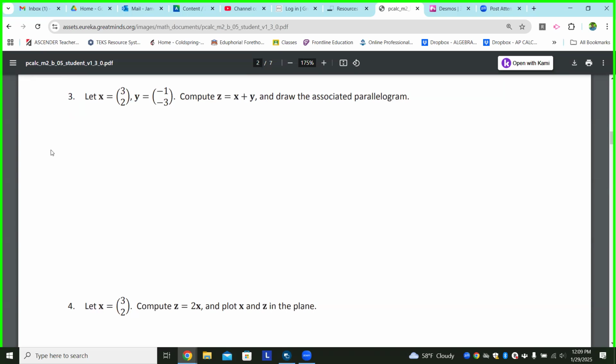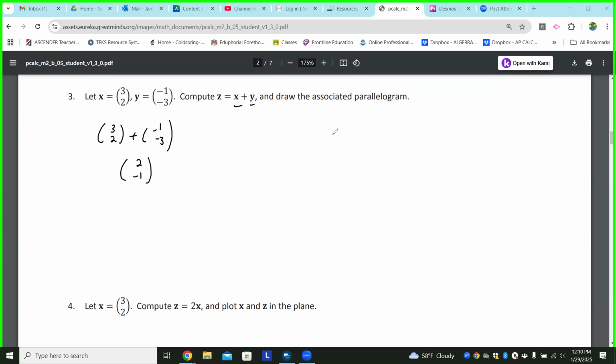Number 4. I think you squared it. Yeah. All right, ready? All right, so let's do the math. Again, I'm looking for x plus y. So that's just going to be 3, 2 plus -1, -3. What result does that give me?